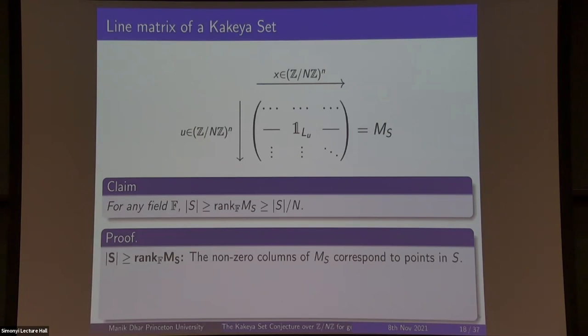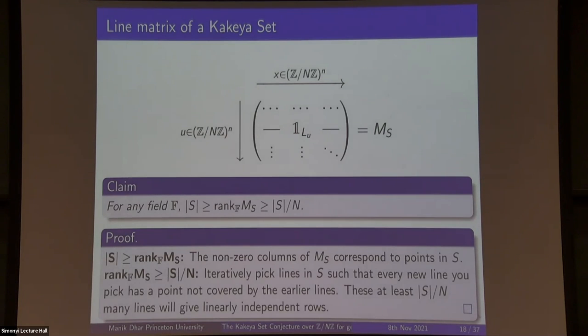Now, why does the lower bound hold? The idea will be to iteratively pick lines in my set. Whenever I pick a new line, I make sure that it has a point which is not covered by one of the lines I picked before. I can do this at least the size of the set divided by n times, because each line will throw away at most n points. And because you always have a point which is not covered by earlier lines, you have an upper triangular structure which ensures that the indicator vectors of these lines are linearly independent. I hope this makes sense.